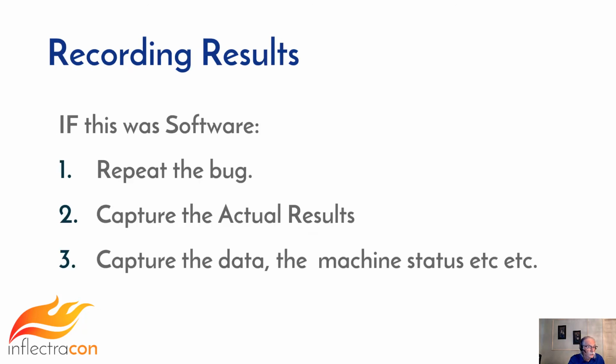So if this was software, what would I do? Well, anytime I decided something had failed, I'd repeat the bug. I'd capture the actual results. And then I would capture the data, the machine status, how I got there, what I expected, what I saw, any other information I had, any judgment calls, etc., etc. I'd record all of that into the bug, press the bug button, and off it would go into the system.